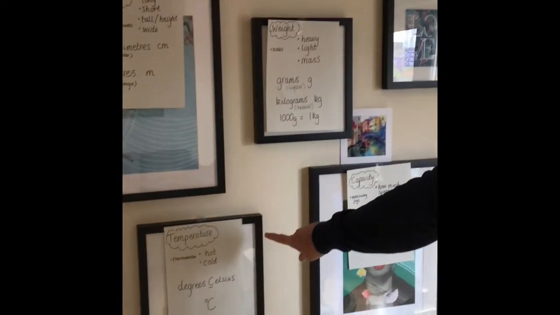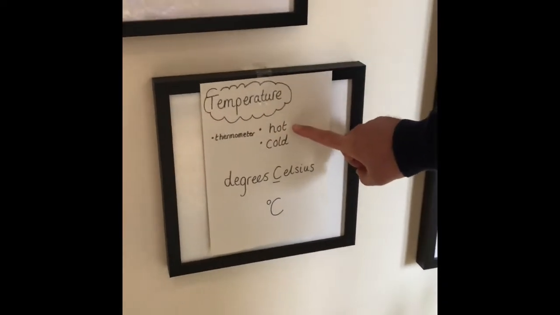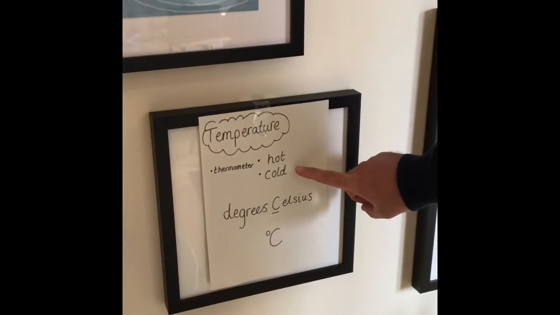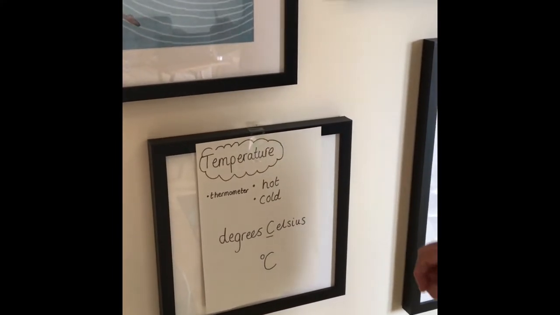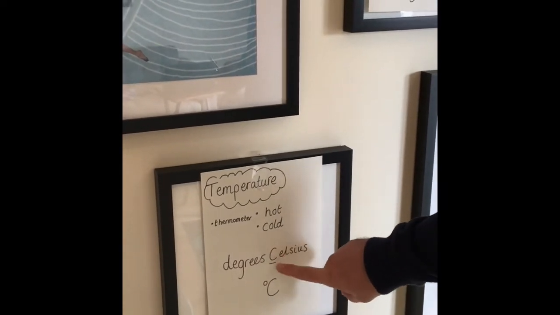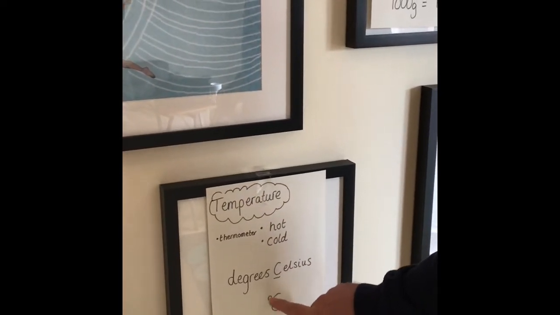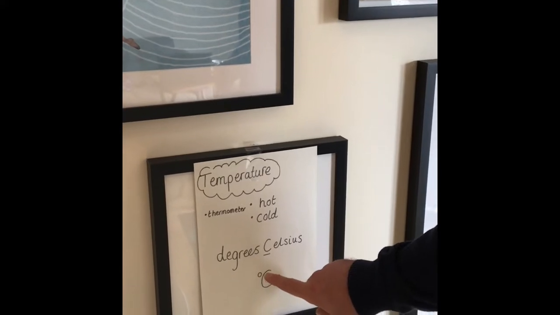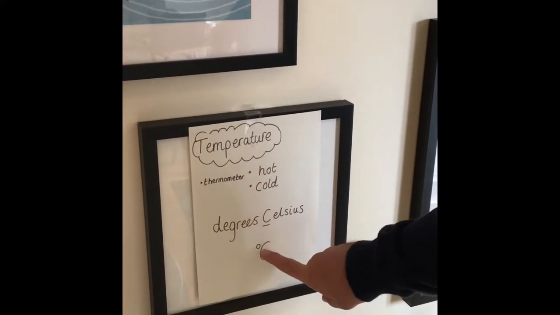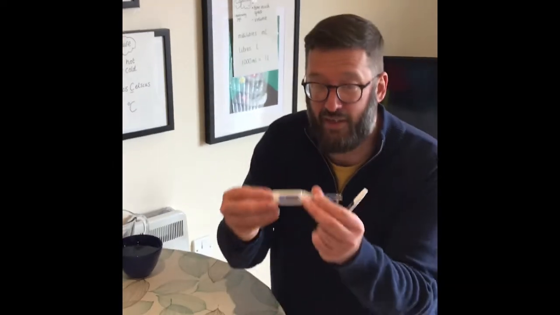Right, now let's move on to temperature. Okay, when we're measuring temperature, we use a thermometer, and we are measuring how hot or how cold something is. And in the UK, we measure temperature in degrees Celsius, and Celsius always has a capital C, remember that. And we write it like this, degrees C. So this small circle here, it's not a 0 or the letter O, it's a small circle and it means degrees centigrade, okay?